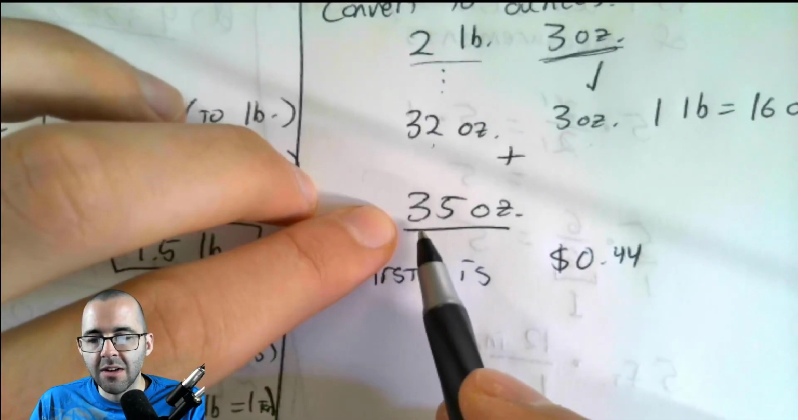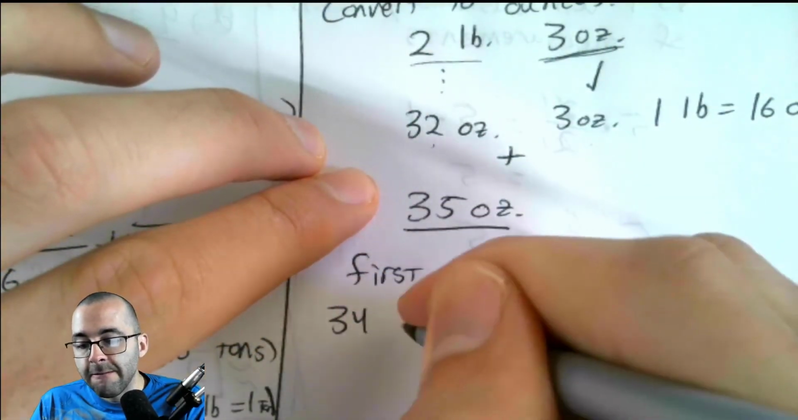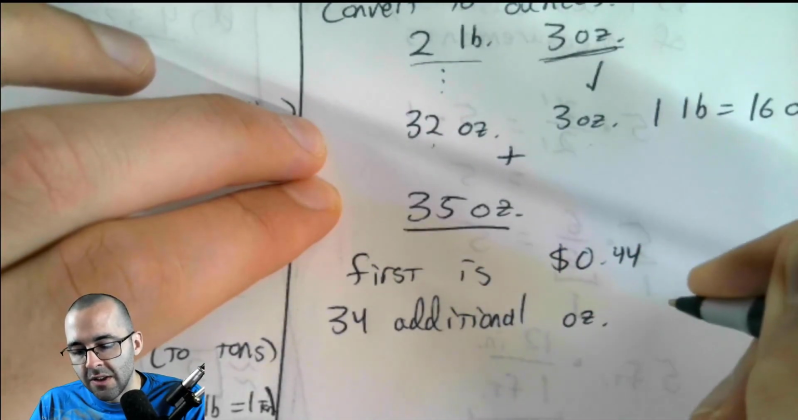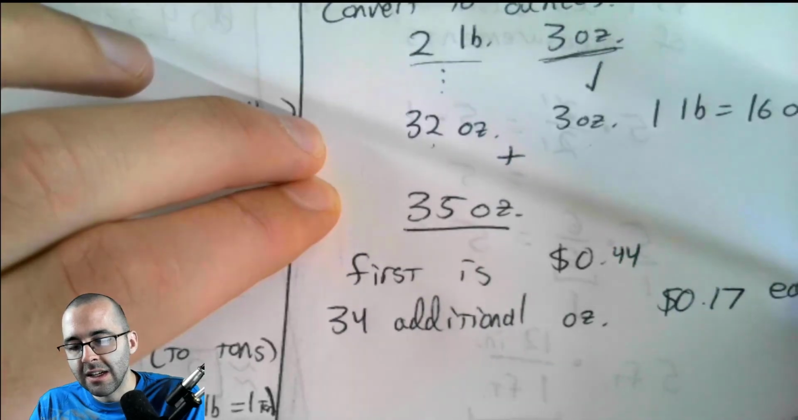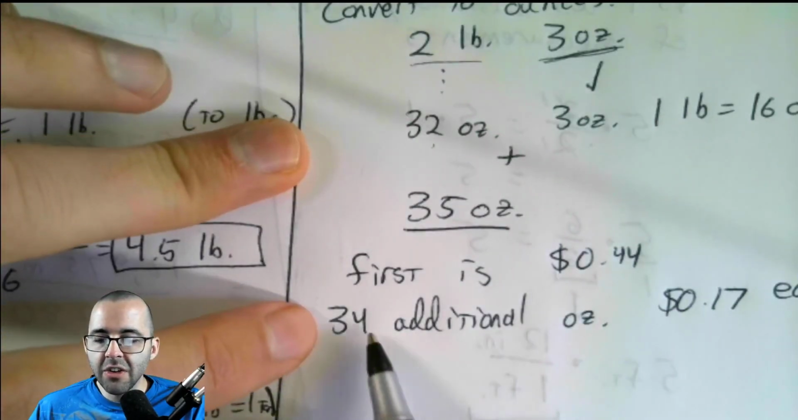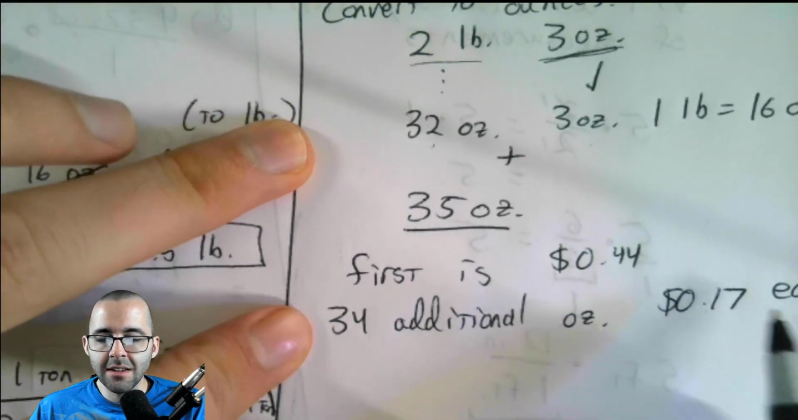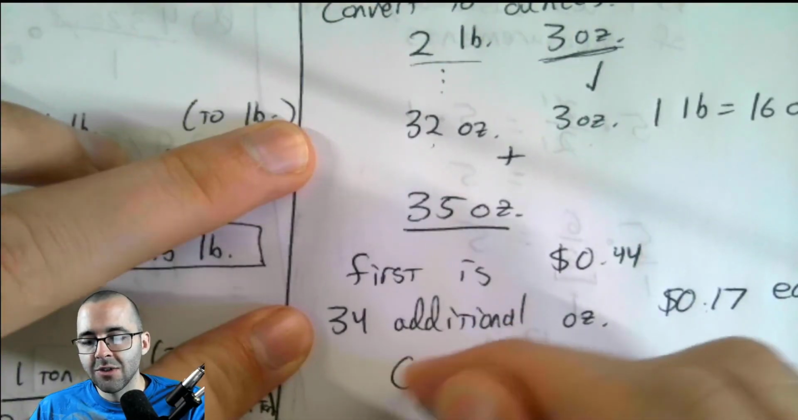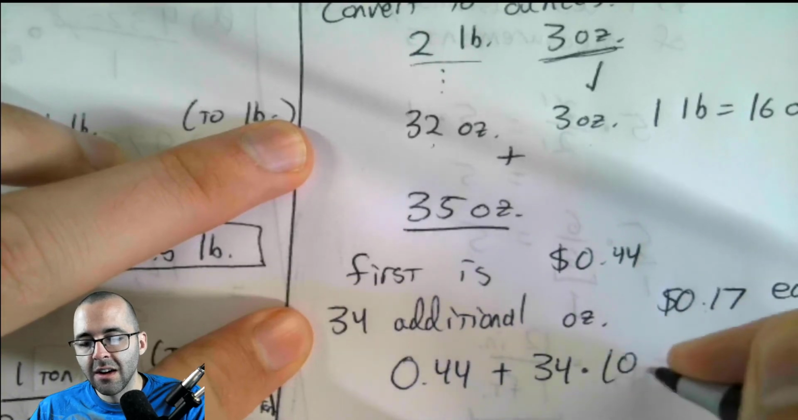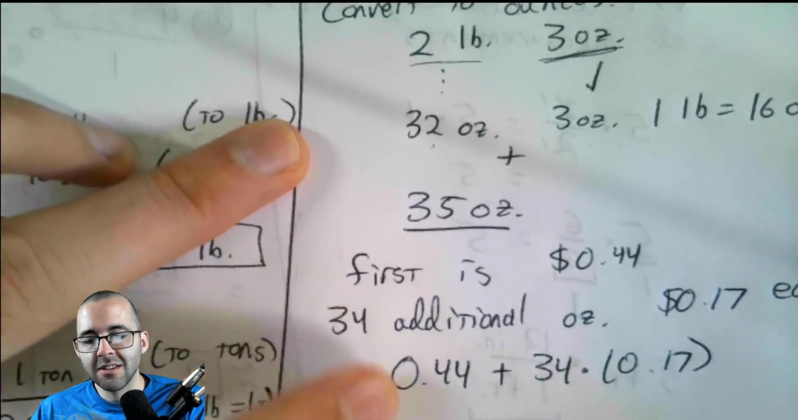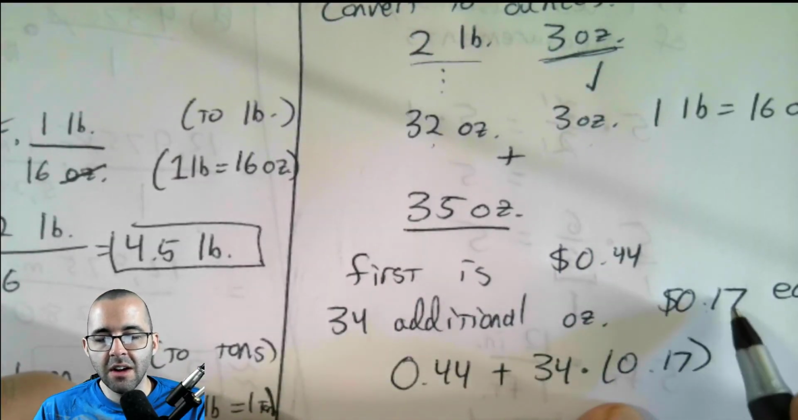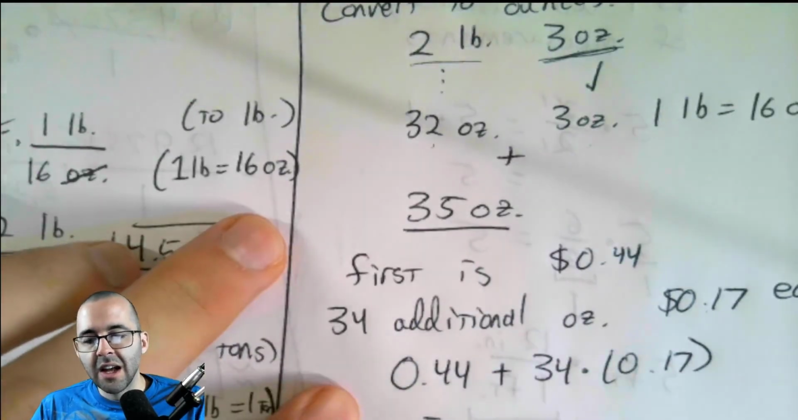How many additional ounces are there? There are 34 additional ounces. And those are going to be 17 cents each. So we have to pay the 44 cents, and they have to pay 34 of these. So we're going to have 44 cents and 34 additional ounces. 44 cents, 34 of the 17 cents. And we add that up in a calculator.